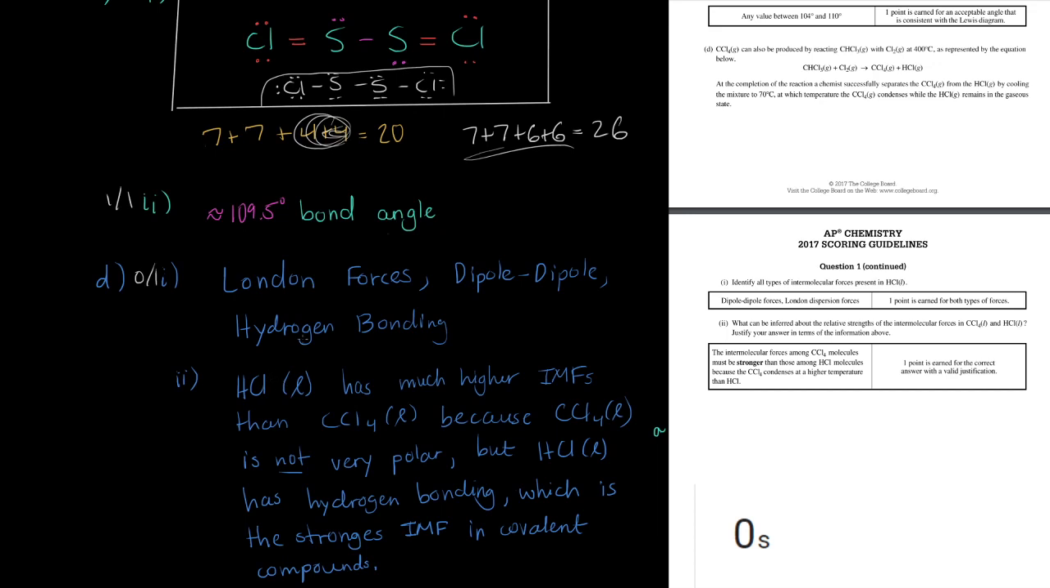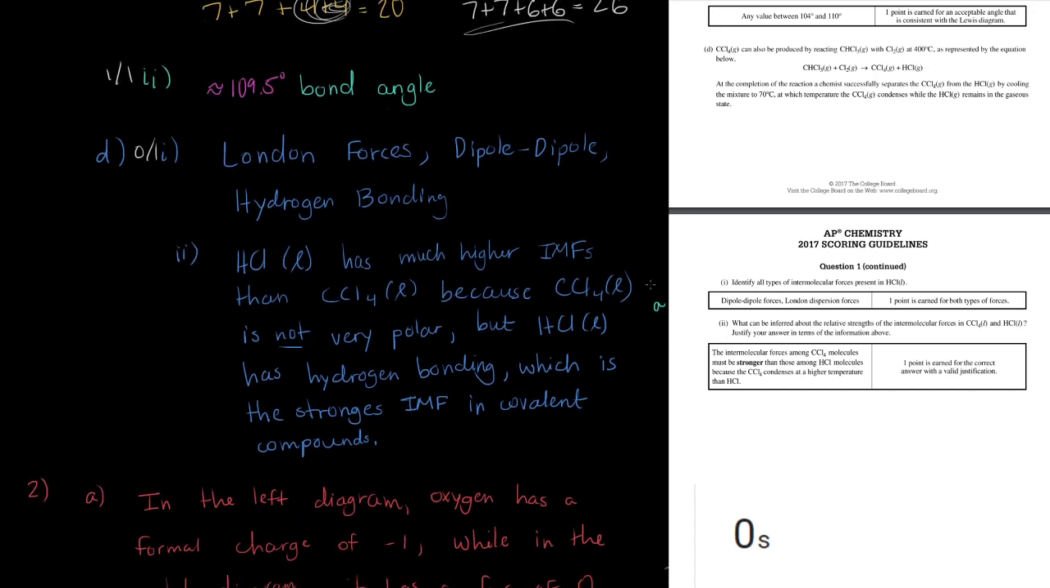Okay, so the intermolecular forces among the CCl4 molecules must be stronger than those in the HCl molecules because this one condenses at a higher temperature than HCl. I wrote that HCl has much higher IMFs. I'm doing the opposite. Okay. Crazy. So I again earn no points here.